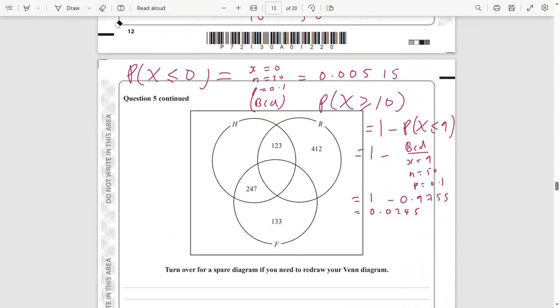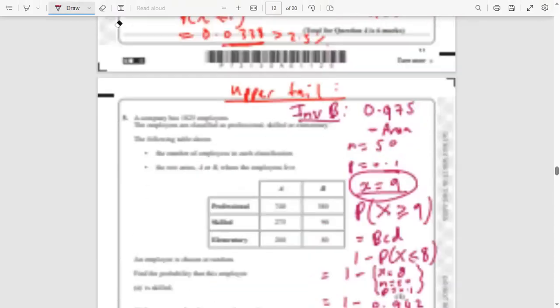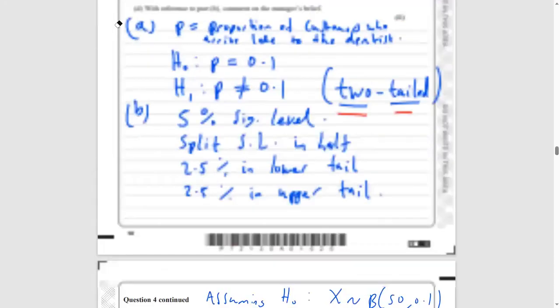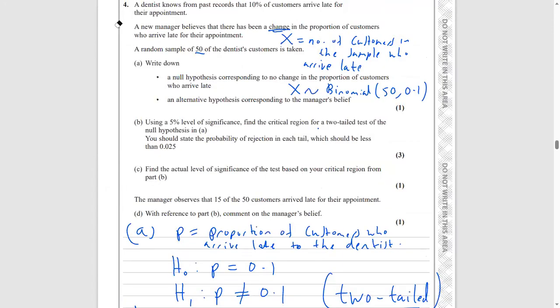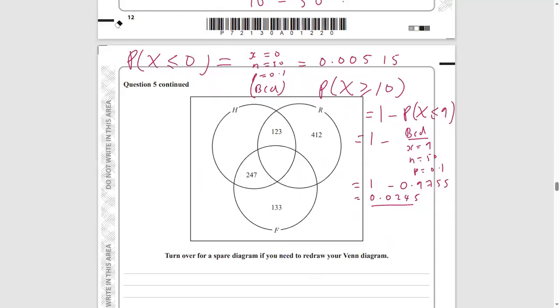So what is the actual significance level for this test? Let's go back to the question again. The question says, you should state the probability of rejection in each tail, which should be less than 0.025. We've actually done that already. So the probability of rejection in the lower tail is that number there, and the probability of rejection in the upper tail is this number there.